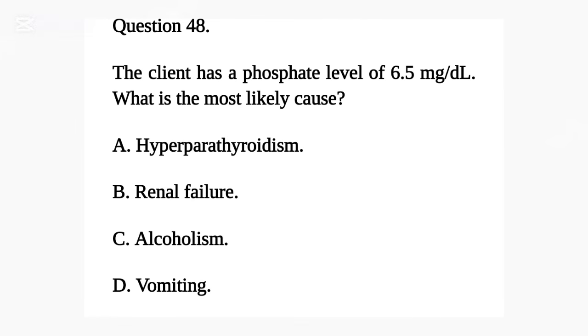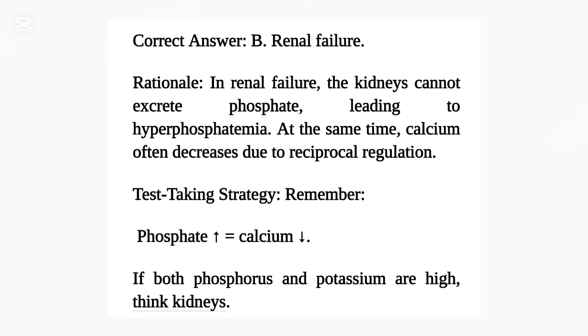Question 48. The client has a phosphate level of 6.5 milligrams per deciliter. What is the most likely cause? A. Hyperparathyroidism. B. Renal failure. C. Alcoholism. D. Vomiting. Correct answer: B. Renal failure. Rationale: in renal failure, the kidneys cannot excrete phosphate, leading to hyperphosphatemia. At the same time, calcium often decreases due to reciprocal regulation. Test-taking strategy. Remember, phosphate up equals calcium down. If both phosphorus and potassium are high, think kidneys.